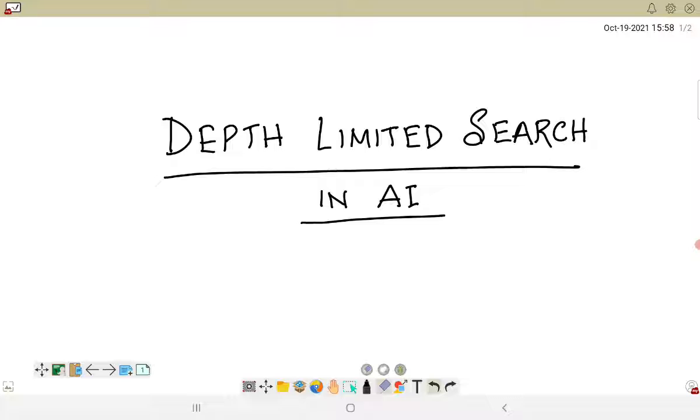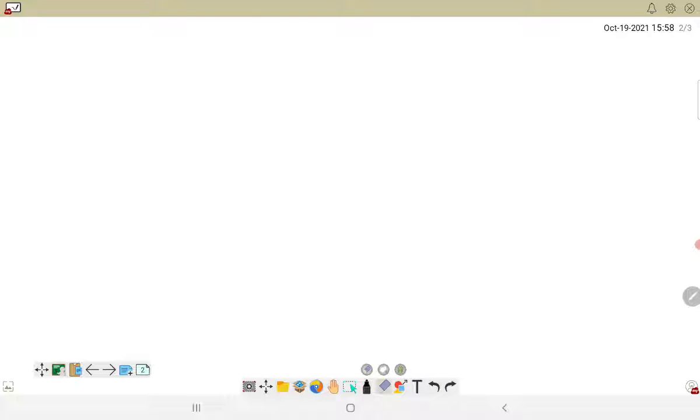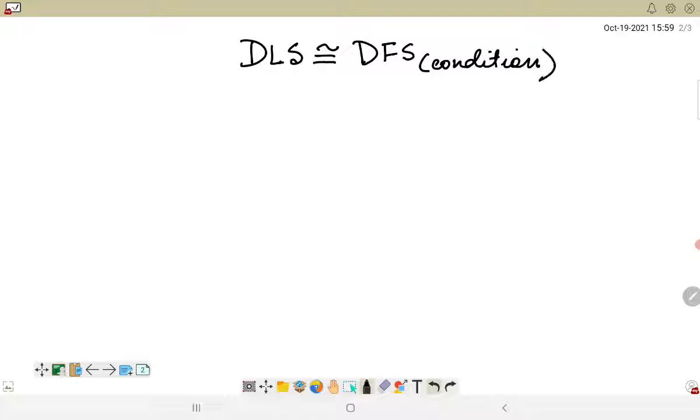So in this video, we will be talking about depth limited search, which is used in artificial intelligence. Depth limited search is also known as DLS, and you will find that this is quite similar to DFS but with certain conditions. So basically, we can consider a depth first search with a certain condition which we will be talking about in today's session, and that is actually equivalent to your depth limited search. We can consider this as similar to depth first search but with a predetermined limit.